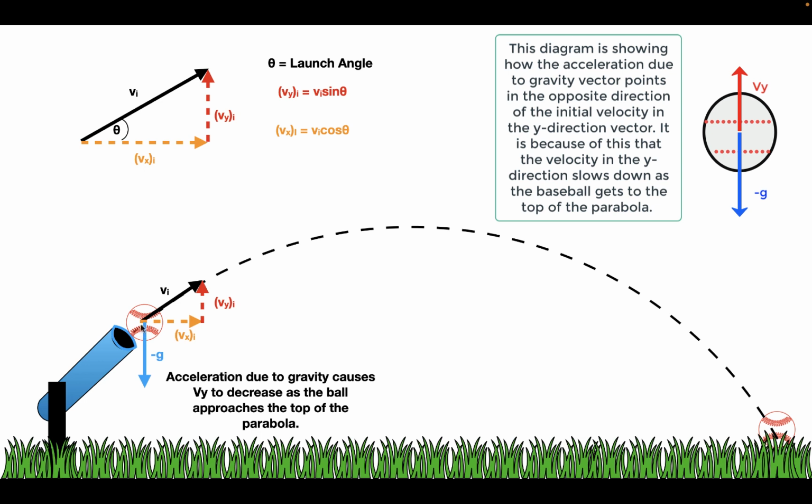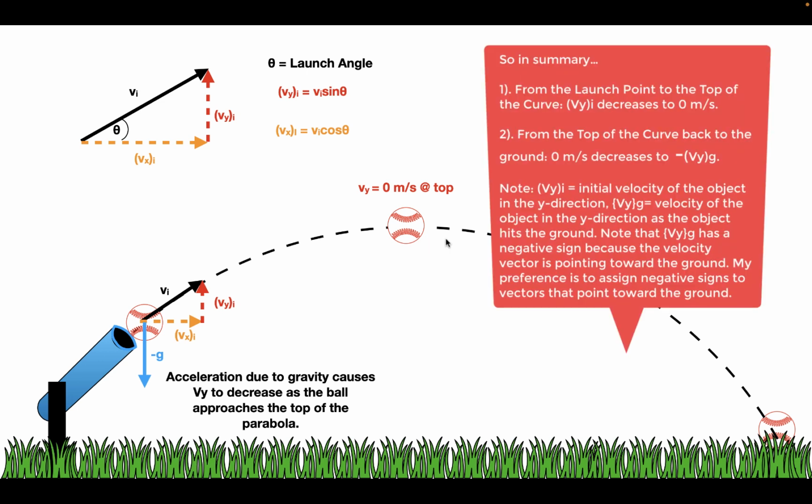As the ball goes up to the very top of the parabola, the velocity in the y direction is decreasing. And in fact, when the ball is at the very top of the parabola, the ball is going to have a velocity in the y direction equal to 0 meters per second. And the ball isn't going to speed up again until it starts coming back down to the ground. So it will go from 0 meters per second to a greater speed.